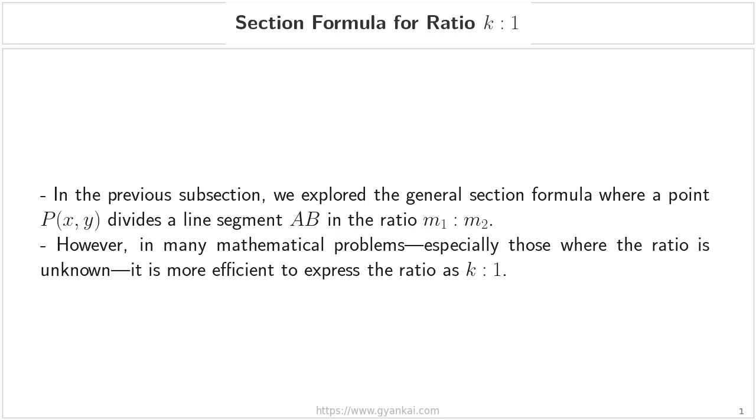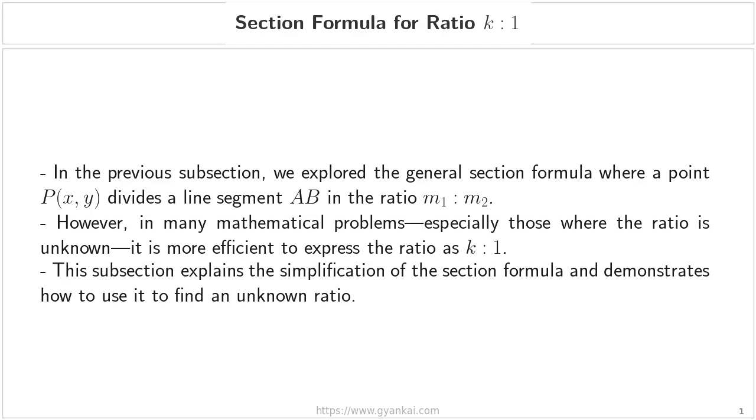In these cases, especially when you're trying to solve for an unknown, it is much more efficient and mathematically elegant to express that ratio as k to 1. In this session, we are going to walk through how we can simplify the standard section formula using this k to 1 approach, and I will demonstrate exactly how you can use this simplified version to find an unknown ratio when you're given the coordinates of a point.